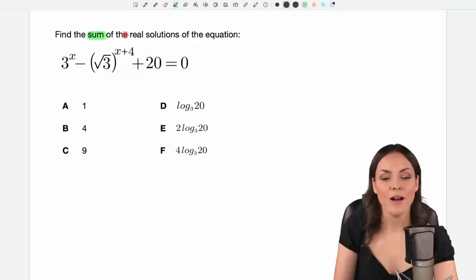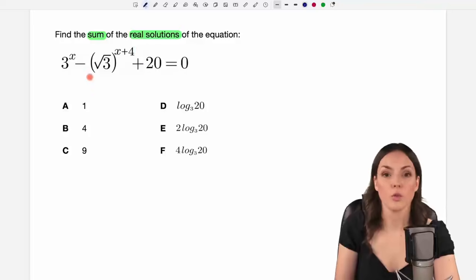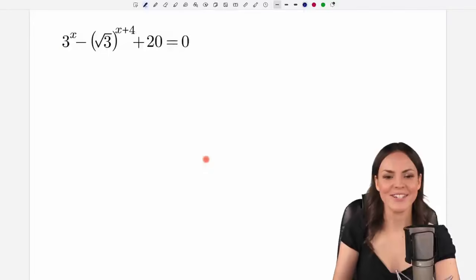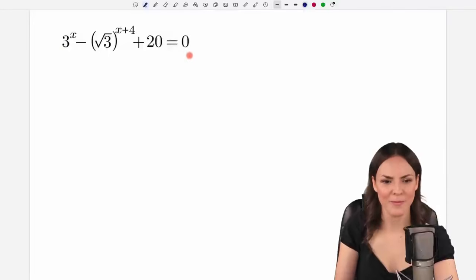Find the sum of the real solutions of the equation that looks like this. We get these 6 answers here. So we have to solve this equation and then find the sum of all the real solutions that we found. So if this equation has more than just one solution, then we just add all these solutions and pick the correct answer here. Okay, let's start and try to solve this equation.